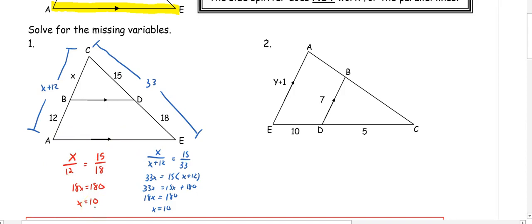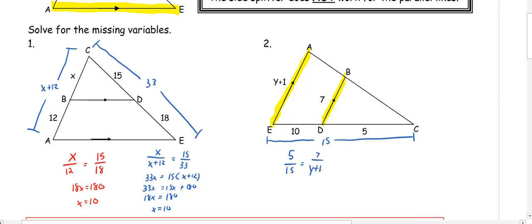Now, in number 2, we have variables on the parallel side, so we cannot do side splitter. So this time, I need the side from the smaller triangle, which would be 5, over the side from the whole triangle, which is 15, equals the first parallel side of the smaller triangle, which is 7, over the parallel side of the bigger triangle, which is y plus 1.